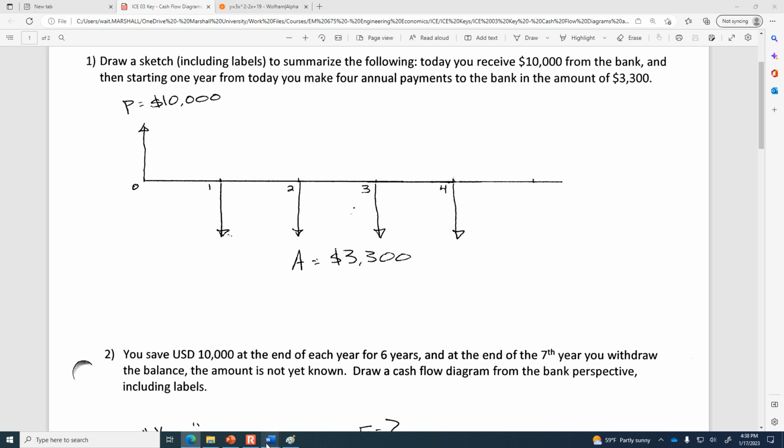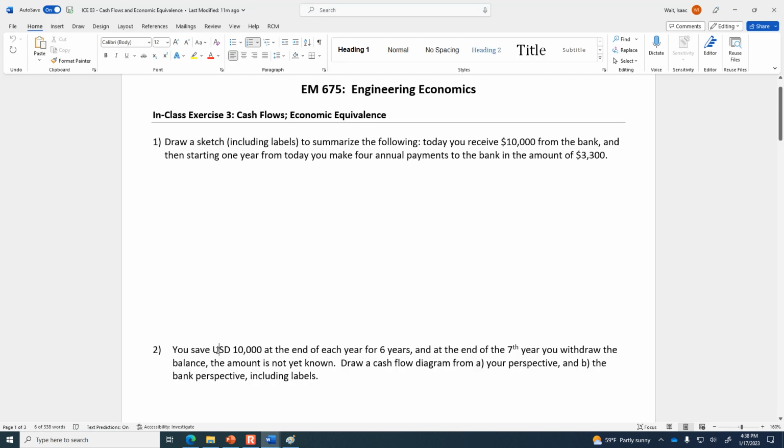Okay, the second problem was you save 10,000 at the end of each year for 6 years, and then at the end of the 7th year you withdraw the balance, amount not yet known. So here's the tricky part. Do it from your perspective and then do it from the bank's perspective.